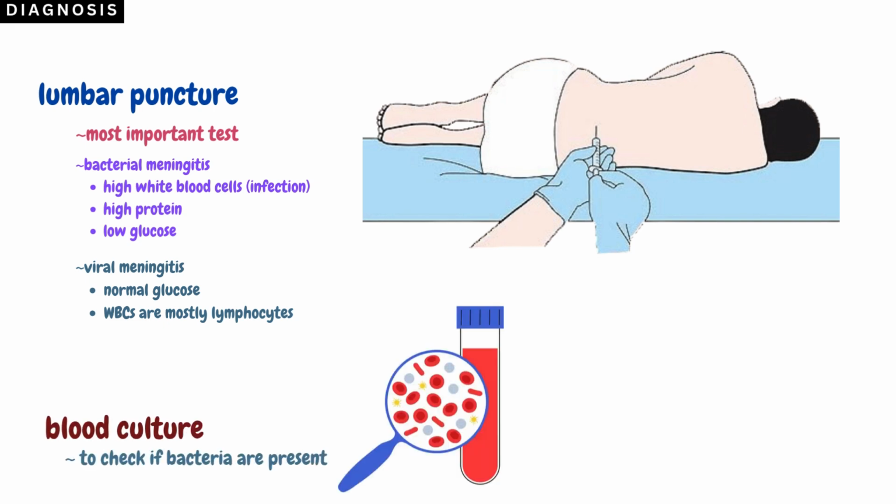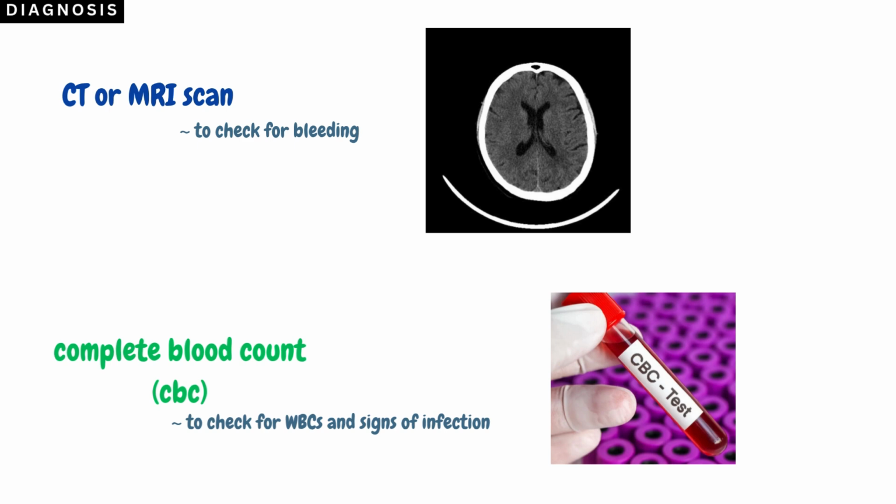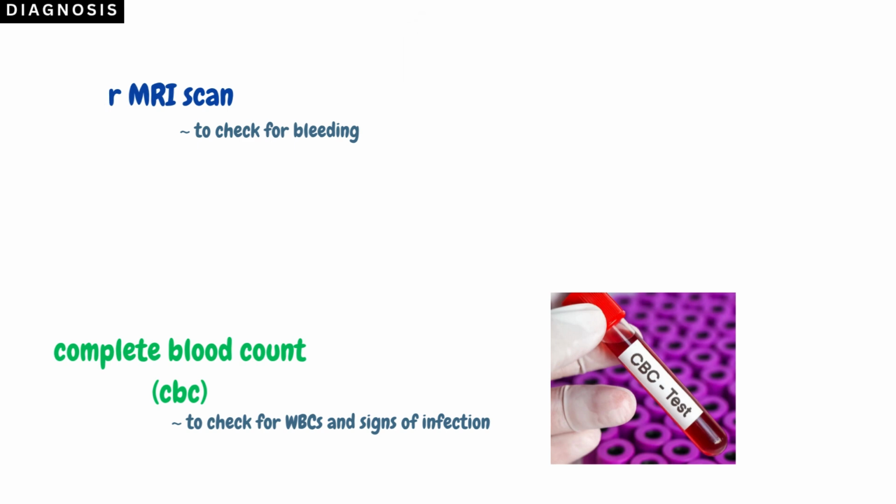Blood culture to check if bacteria are present in the blood. CT or MRI scan to see if there is brain swelling or bleeding before doing lumbar puncture. CBC, or complete blood count, to check the number of white blood cells and the signs of infection.